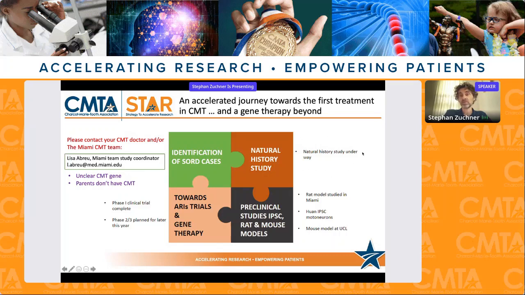We also try to understand better what CMT looks like in patients with SORD mutations. We call this a natural history study. We have already identified close to 150 SORD patients now internationally. They come not just from the United States, they come from Europe, they come from Asia, they come from South America, from all places. You will hear more about this effort, about upcoming trials from Applied Therapeutics.